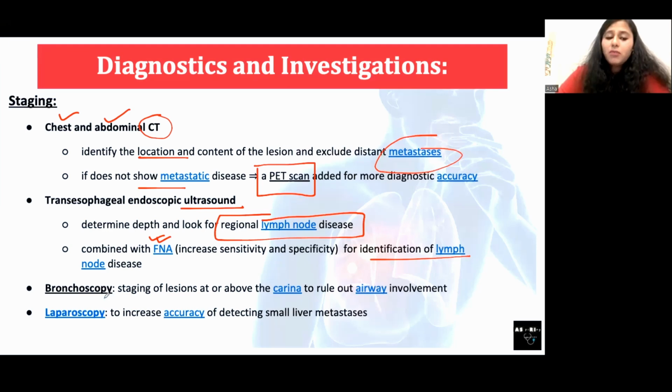We can also do a bronchoscopy that's going to help us to stage any lesions at or above the carina to rule out any airway involvement. And lastly, we can do a laparoscopy to increase the accuracy of detecting any small liver metastasis.